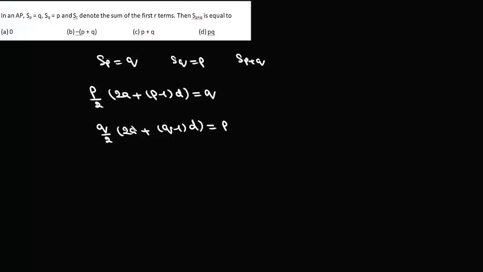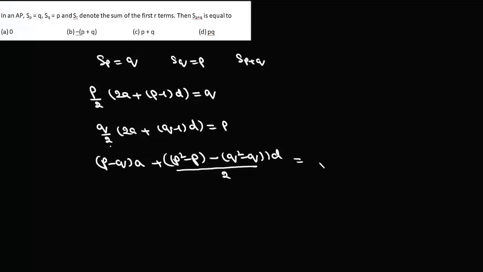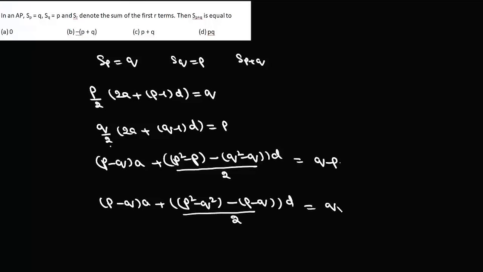Now what we'll do is we'll subtract second from first. Now we can write P minus Q into A plus P square minus P minus Q square minus Q into D, and then we also have this 1 by 2, so it will be this whole divided by 2, and it will be equal to Q minus P. Now this is P minus Q into A. We can rewrite this as P square minus Q square minus P minus Q into D by 2, and it is equal to Q minus P.